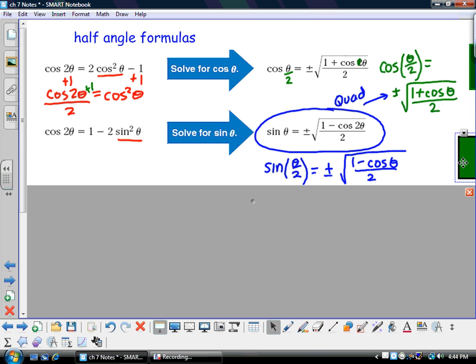People get kind of confused because they're saying, well, this is the sine formula. Why does it have a cosine in it? It just does. It's because we were starting with this double angle formula for cosine as we were figuring it out. That's why there's a cosine in it.